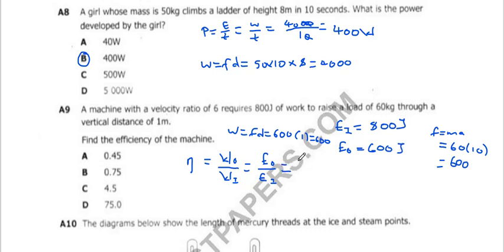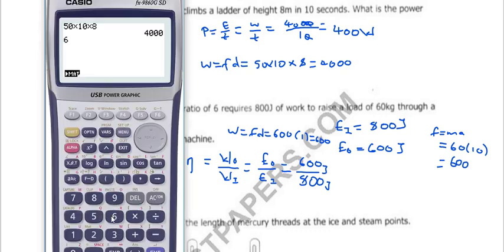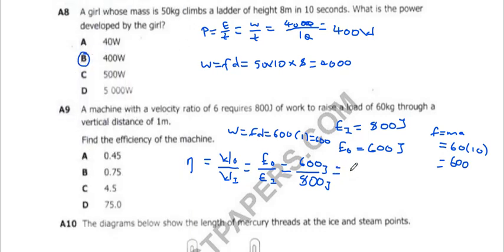So we have our energy output, which is 600, divided by our energy input, which is 800 joules. We get our calculator. We say 600 divided by 800, and that gives us 0.75. So our efficiency is 0.75, which is B. So that is how we deal with question number 9.